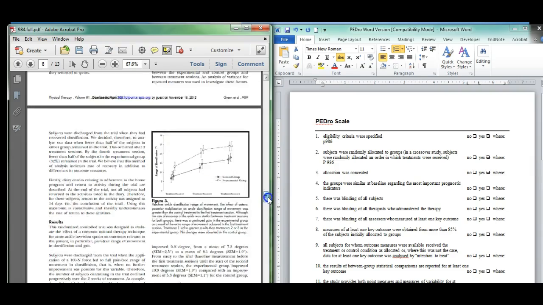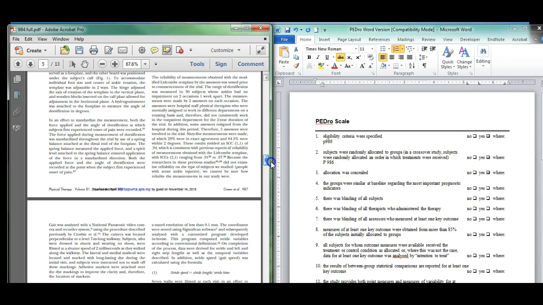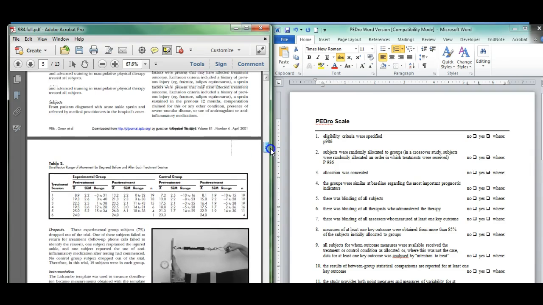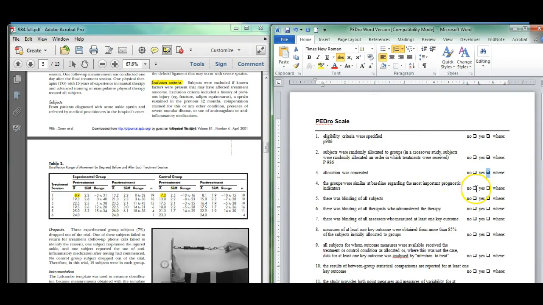And so what I am going to do is go back up to the actual treatment characteristics, and look at the pre-mean for each group, and it appears that they were both relatively equal at baseline in terms of dorsiflexion range of motion. However, I believe that this article did not meet this criteria because they did not report that a statistical analysis was done to ensure that the groups were actually equal at baseline. So I'm going to put no.